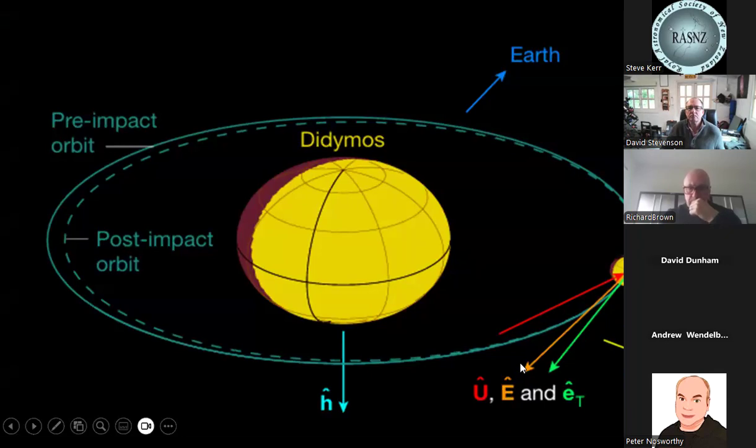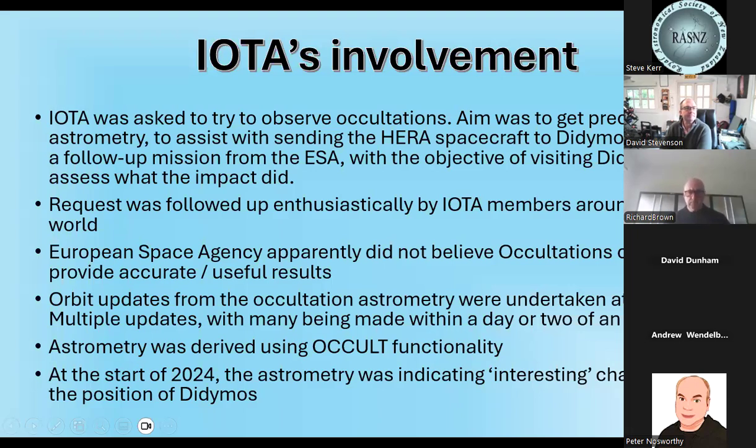Although the probe hit Dimorphos, Dimorphos is bound to Didymus. So the change of momentum on this has an effect on the whole system. So even though the probe hit that, the motion of the whole system is affected by that impact. And that was a secondary component of what was getting out of this impact. The initial thing was, how much did you change the orbit of Dimorphos around Didymus?